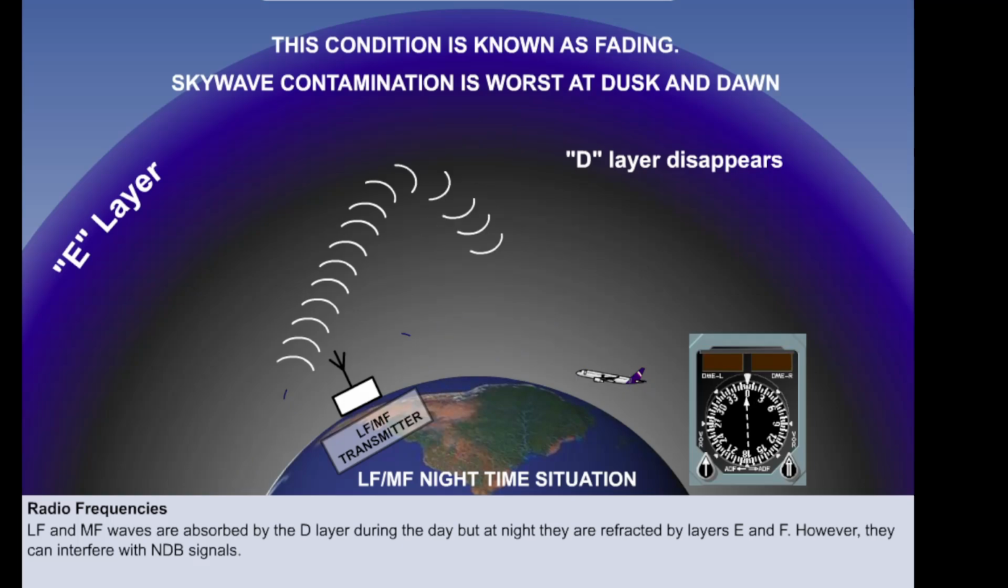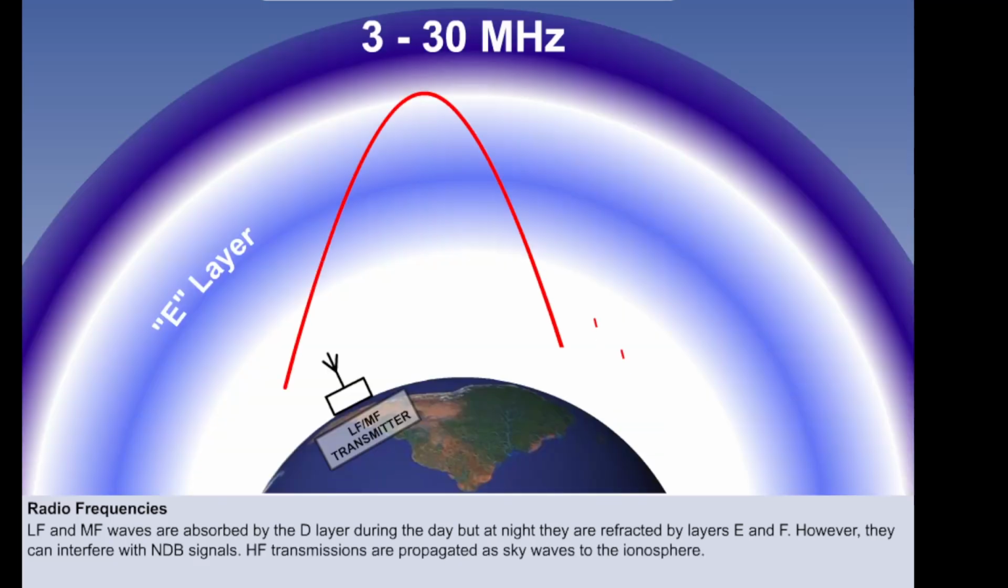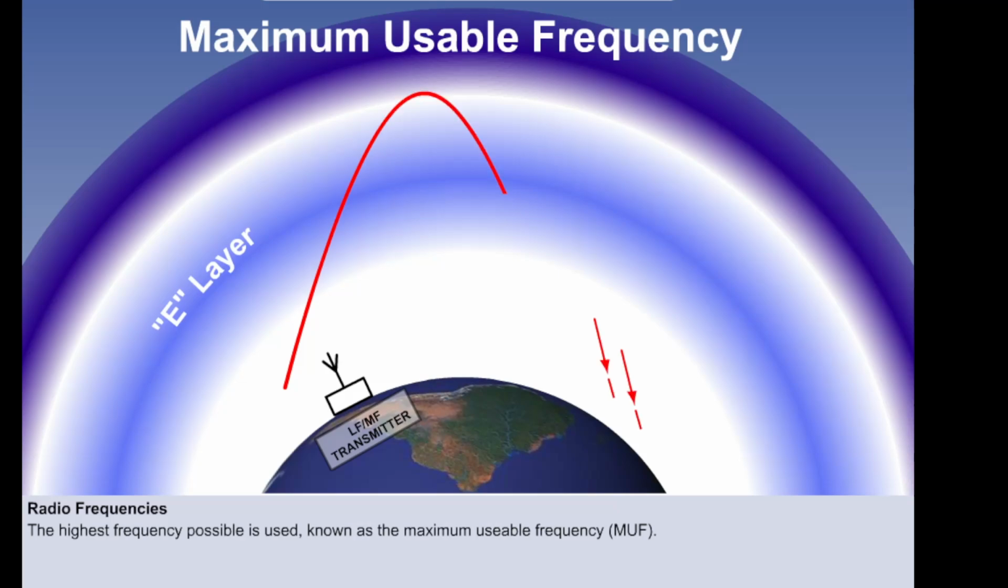But nighttime skywave propagation in low and medium wave can interfere with surface wave propagation in the same bands, which are used by some navigation equipment, such as NDBs. The high-frequency band, from 3 to 30 MHz, which has a wavelength of between 10 and 100 meters, is the one used for skywave transmission. It is preferable to use the highest frequency possible, because attenuation is less, and this gives the best reception. This is called the maximum usable frequency, or MUF.